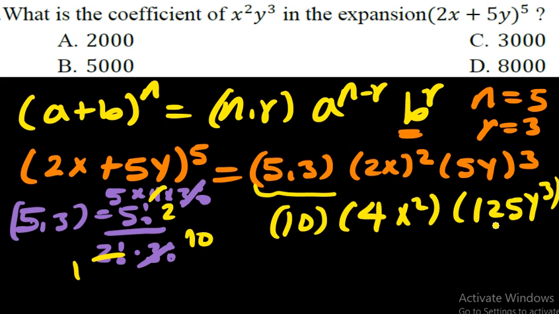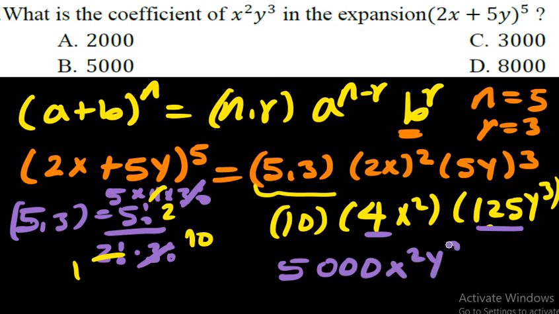Then when you multiply the numbers, 125 times 4 will be 500, times 10 will be 5000. So 5000 x squared y cubed. So what is the coefficient number? The coefficient number here is 5000. So the answer is going to be B.